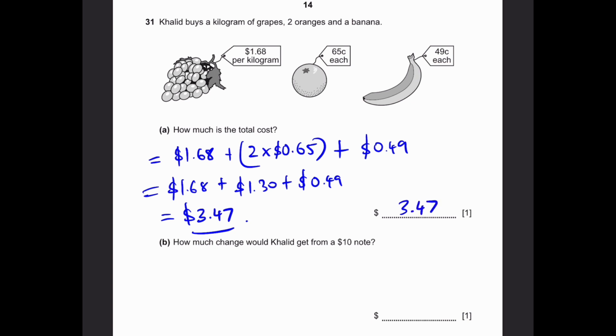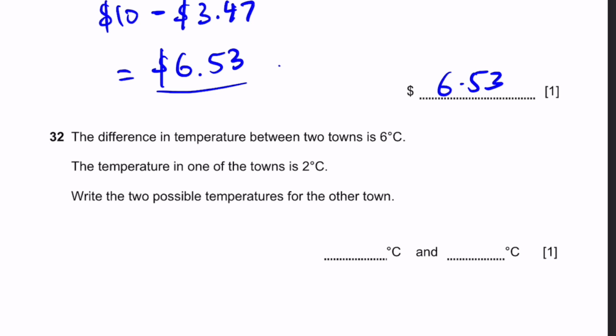That's the answer. B. How much change would Khalid get from a $10 note? That would be 10 minus the money needed, which is $3.47. That would be $6.53. That's the answer. Question 32.